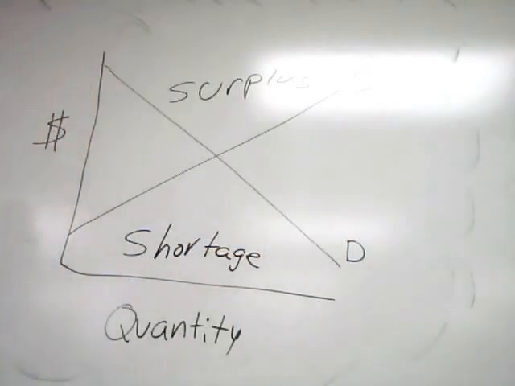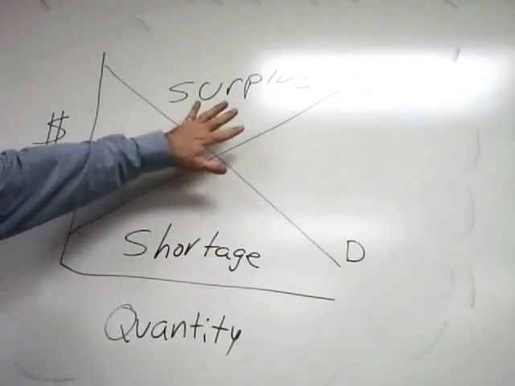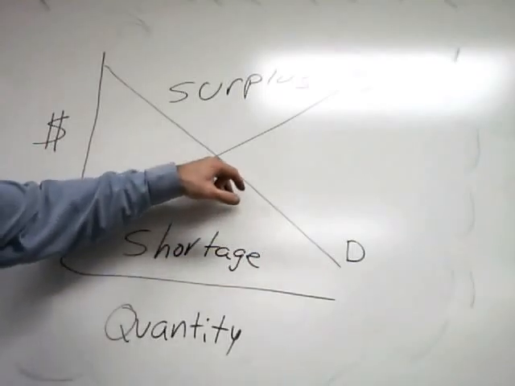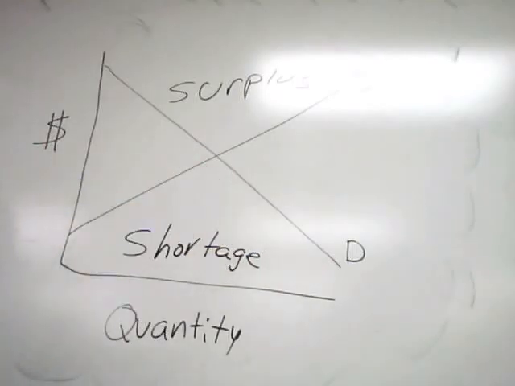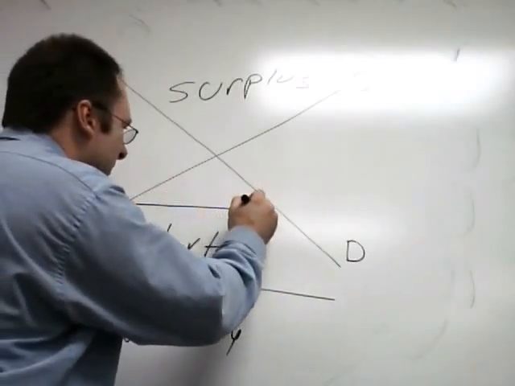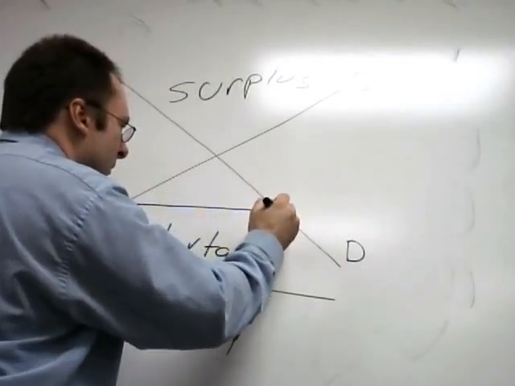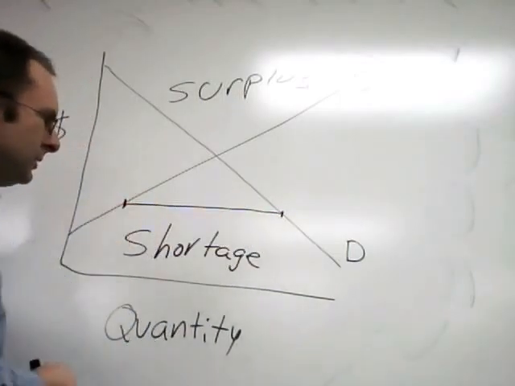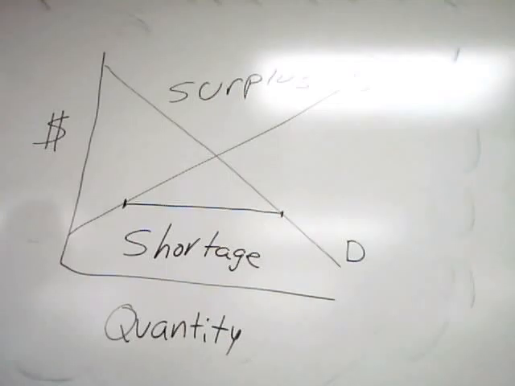And you can see that the supply and demand curves create an X shape. So the further we get from the equilibrium point, the greater the surplus or shortage. If we want to know how much of a shortage or surplus we have, what we're interested in at that particular price level is this horizontal distance between the supply and the demand curve.